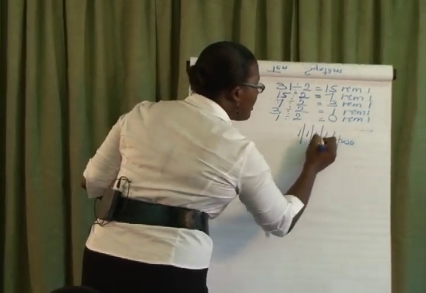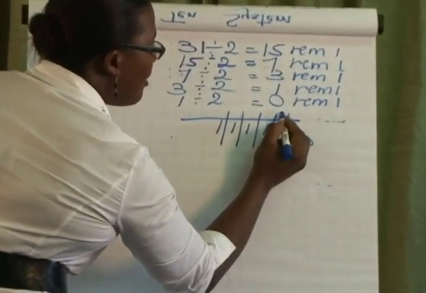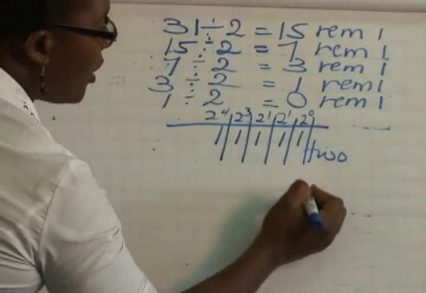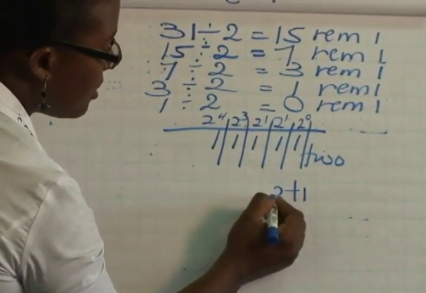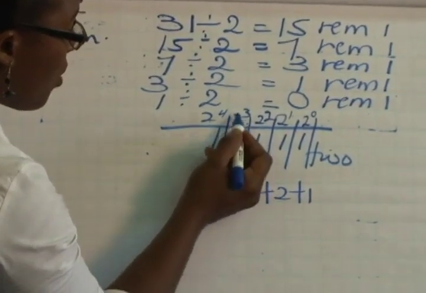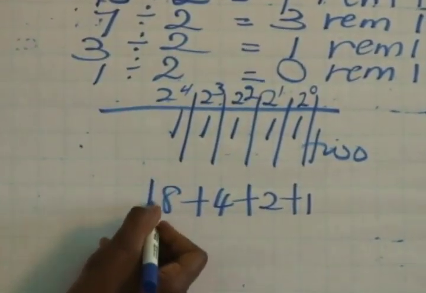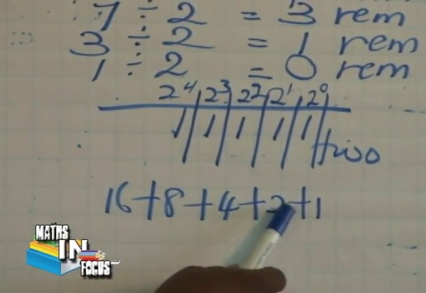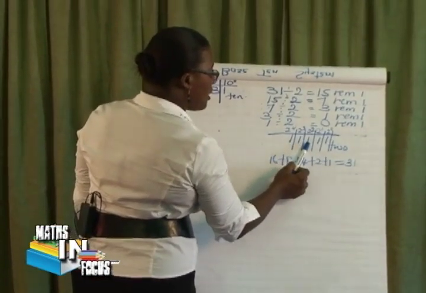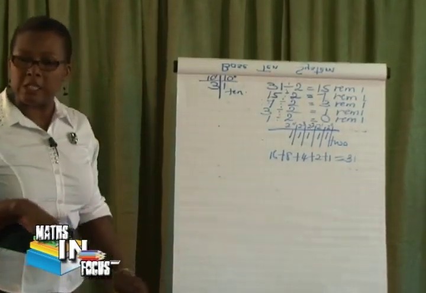So if we draw up our grid here, we have 2 to the 0, 2 to the 1st, 2 to the 2nd, 2 to the 3rd, 2 to the 4th. So we have 1 unit, then we have 1, 2, we have 1, 4, we have 1, 8, and here we have 1, 16. And if we find the sum of 16, 8, 4, 2, and 1, the sum would be 31. So here we have converted 31 in base 10 to 1, 1, 1, 1, 1 in base 2. So that's how we move from base 10 to base 2. And if you look, we have moved from base 2 back to base 10.